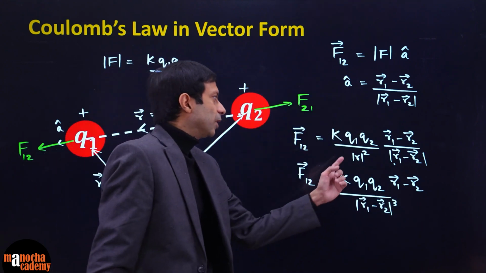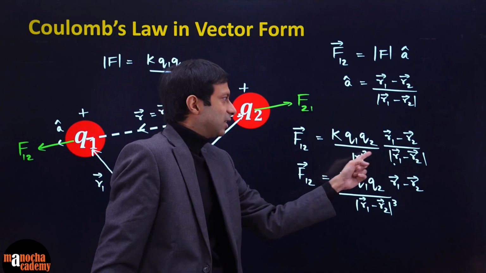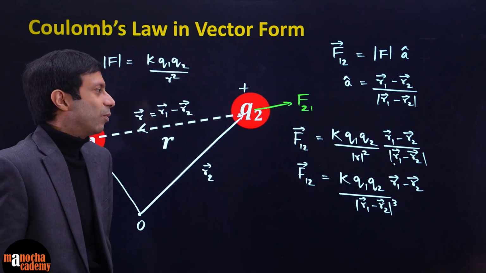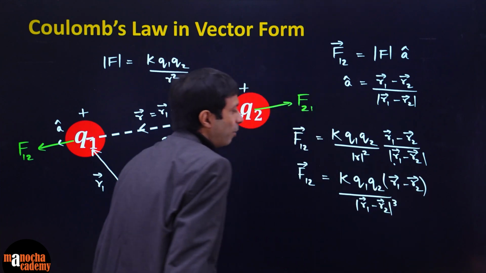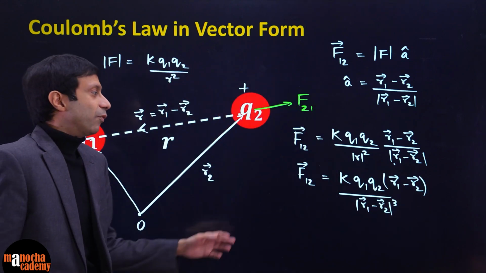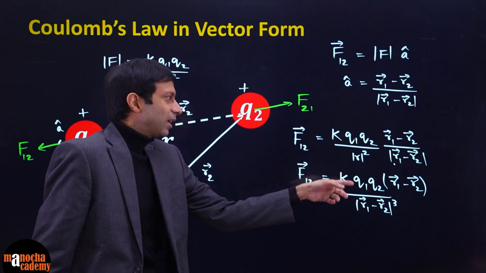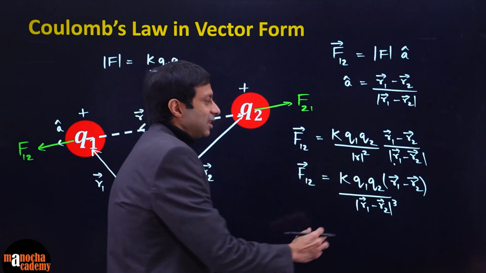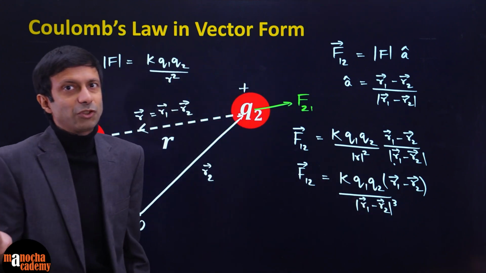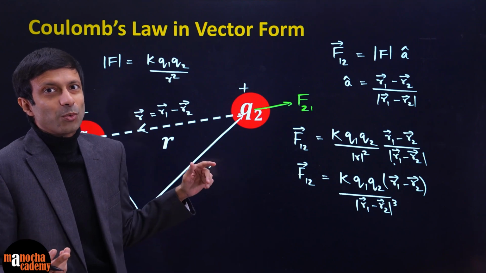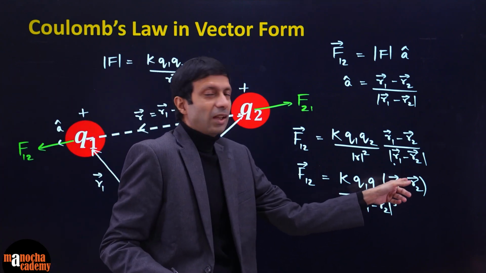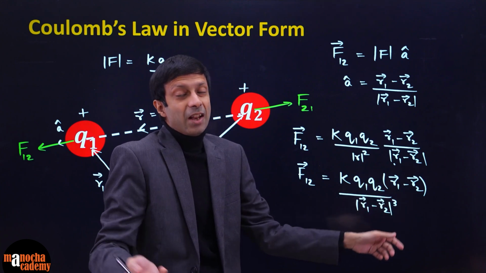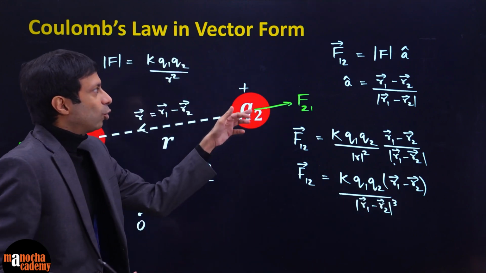Why do I get a cube term? Because of multiplying this, right? There's a square here and there's to the power 1. So this is the final, we can say, vector form of Coulomb's law. The force on 1 due to 2 can be expressed like this, and this is in vector form. And don't think we have changed the law from inverse square law to inverse cube law. It's basically because you are multiplying with R1 minus R2. Clear?